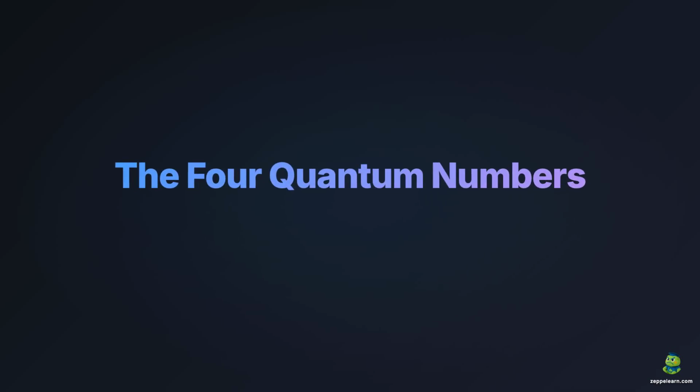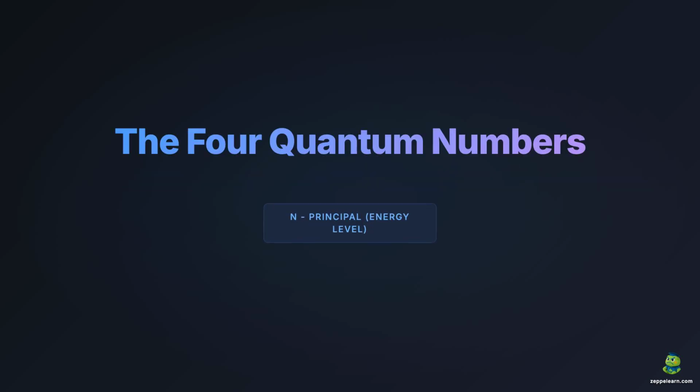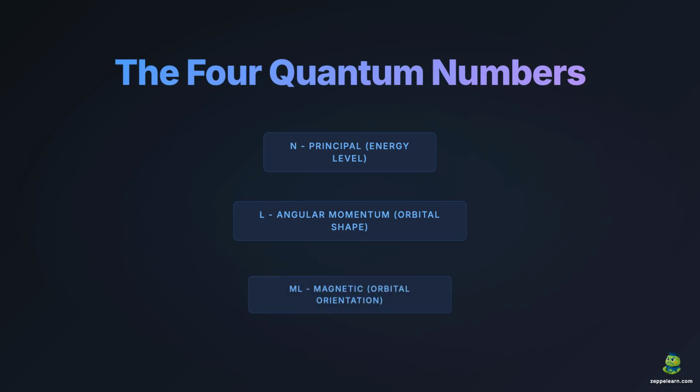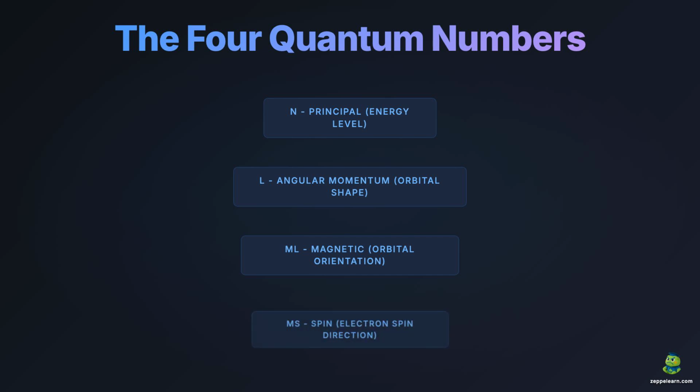Every electron is described by 4 quantum numbers that act like a complete address system. The principal quantum number n tells us which energy level or shell the electron occupies. The angular momentum quantum number L describes the shape of the orbital where the electron is found. The magnetic quantum number ML specifies the exact orientation of that orbital in three-dimensional space. The spin quantum number MS describes the intrinsic spin direction of the electron itself.